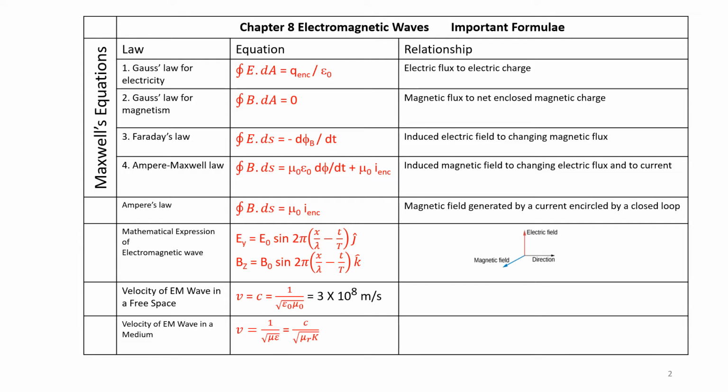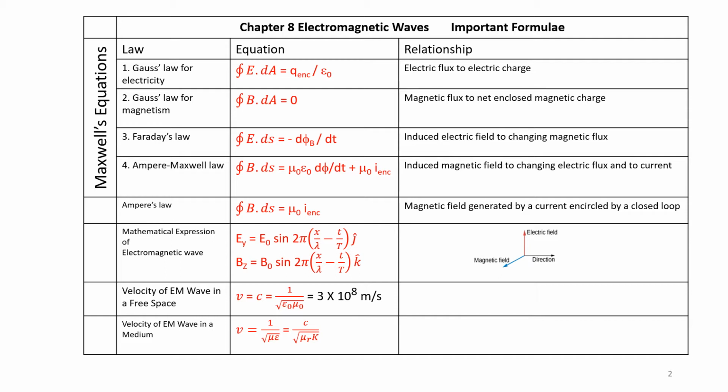Let us recapitulate important formulae that have been used in this section, that is chapter 8 on electromagnetic waves. We know there are 4 laws. Gauss law for electricity, and its relationship is given by integral E dot dA is equal to Q enclosed, charge enclosed, divided by epsilon naught. This is linking electric flux to electric charge.